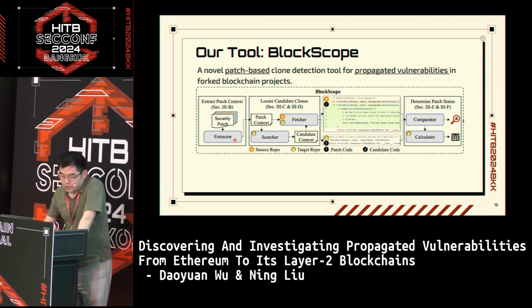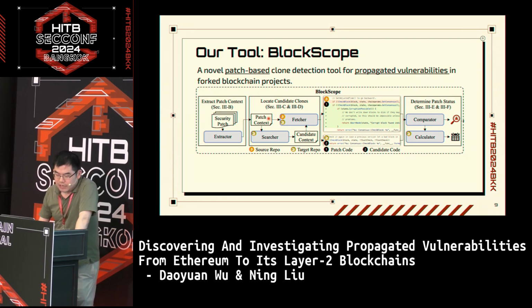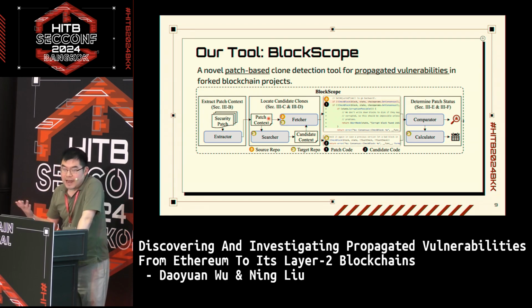And this extractor will then extract some context information of this patch code. In the next slides, I will introduce this context in more detail. This context information basically tells you at which kind of location this patch should be used.